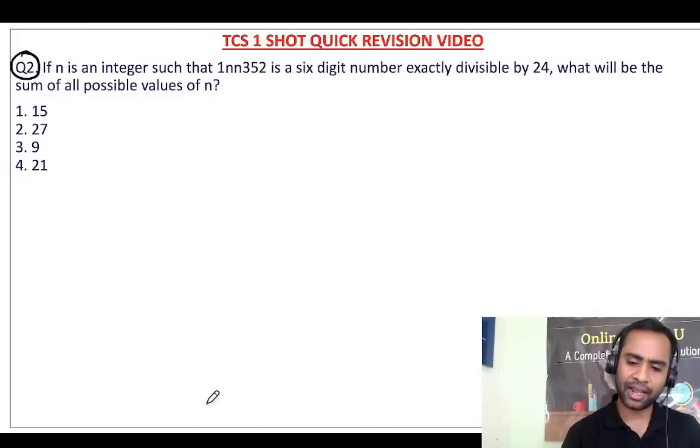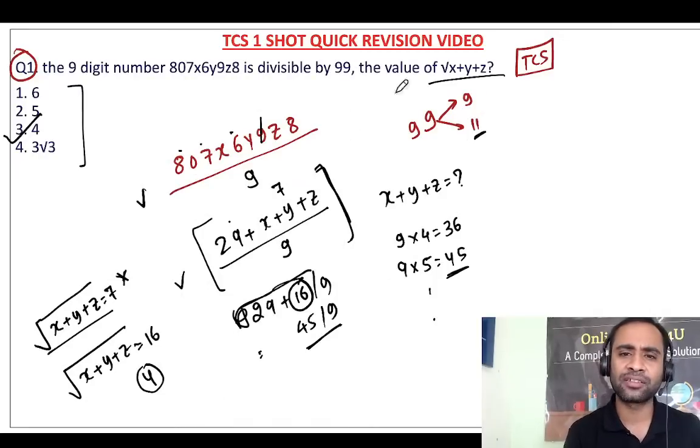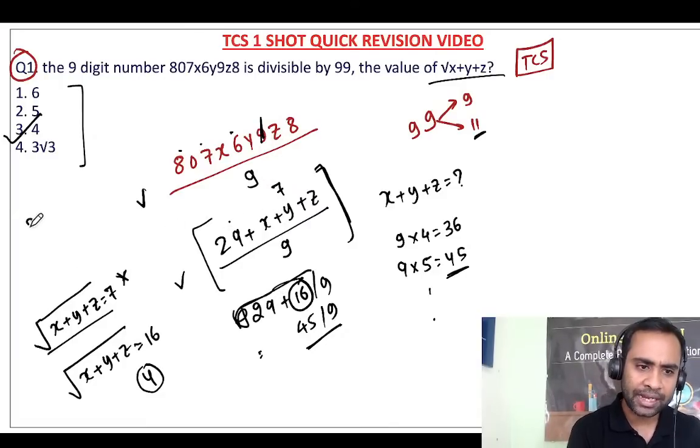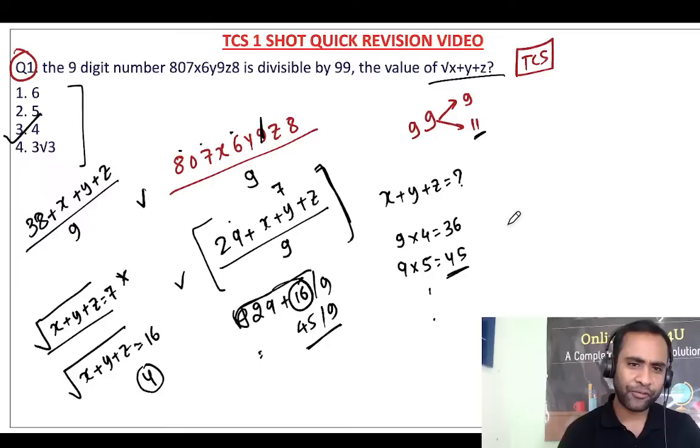Why we are not adding 9, sir? See, if you add 9 also, it's of no use because 9 is anyway divisible by 9. So it's of no use. We are not adding. See, if you put 9, then 29 plus 9 will be 38. 38 plus x plus y plus z, right? So if you add it also, it's of no use.